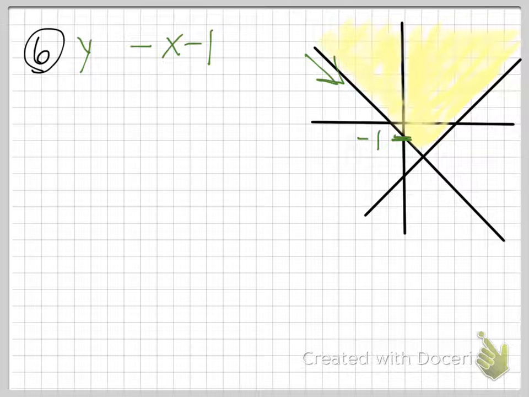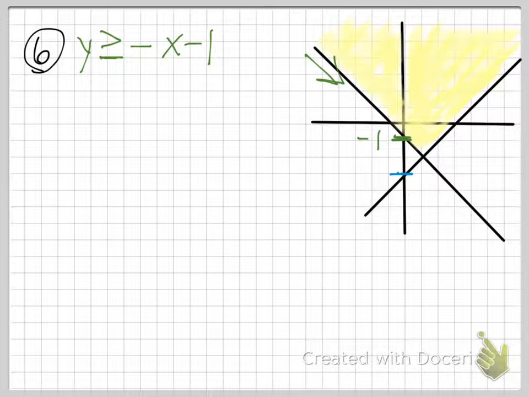So now let's look at the inequality. We know it's going to have an equal to. The question is, is it greater than or less than? It's shaded above the line, at the top of the y, so it's going to be greater than. Easy enough. Now let's go look at the other line.